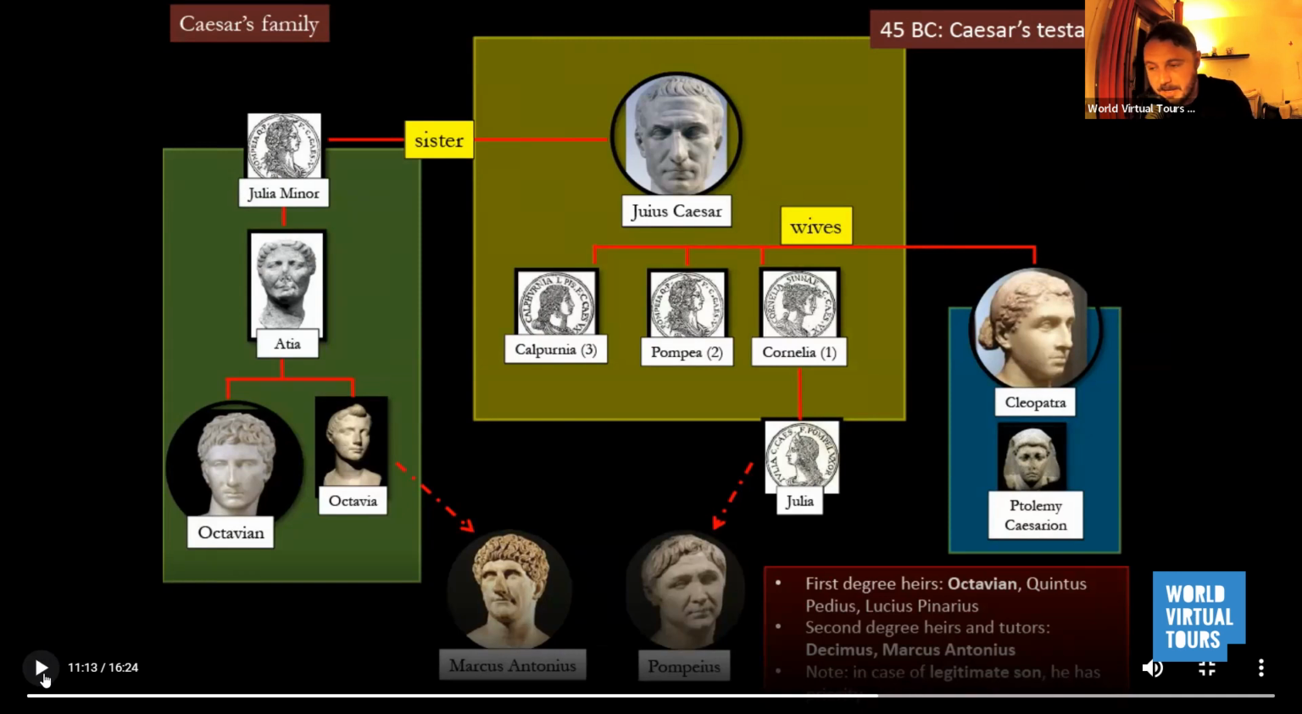Who was he? If you look at the left side of the family tree, you see that Caesar had a sister, Julia. Julia had a daughter, Atia. Atia had 2 children, Octavian Augustus and Octavia, Augustus' sister. So Caesar chose Octavian simply because he was his step-nephew. He was 19 years old on the day Caesar died, but it didn't matter, okay? He chose him. And he also chose Decimus and Mark Antony, but they were second-degree heirs. What does it mean? In case Octavian died, Decimus and Mark Antony were going to be heirs of Julius Caesar. So he chose Decimus. He chose one of the killers, okay? That's absolutely incredible. Caesar didn't understand what Decimus was doing.